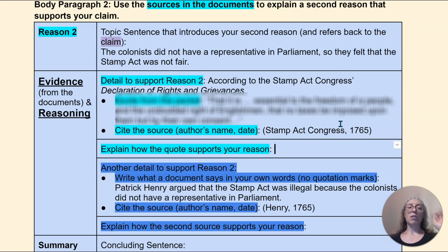Think about it this way. My quote is what the document says. Now I need to add what it means and why it matters. So I'm explaining what that quote says in my own words, and then why it matters.